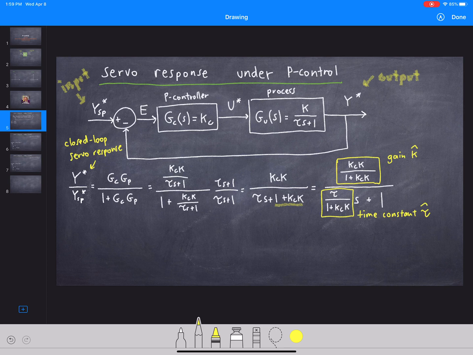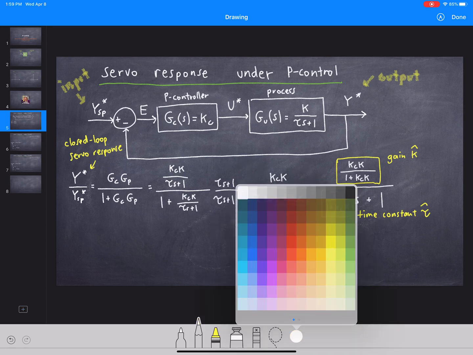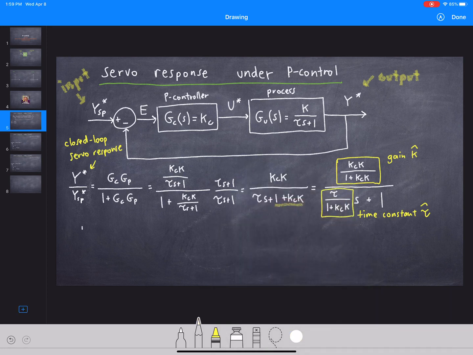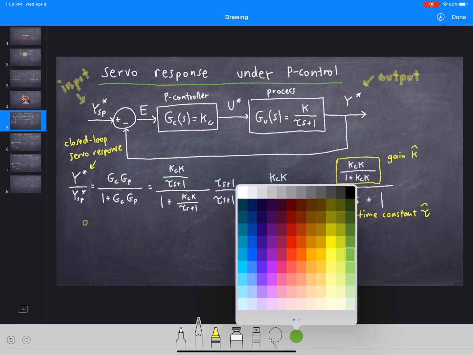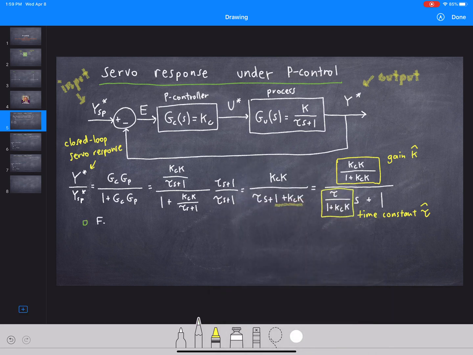Okay. And there are two things to note about the servo response. So first of all, it's first order. So P control results in a first order servo response if the process itself is also first order, okay? So that's one thing to note. So first order servo response for P control, first order process.